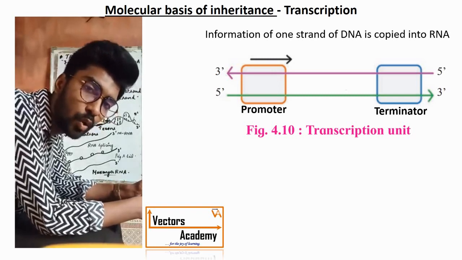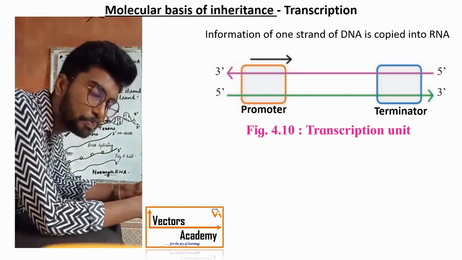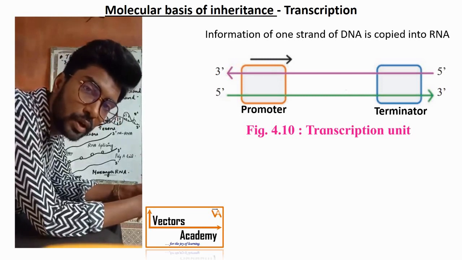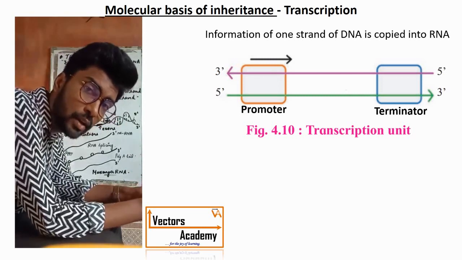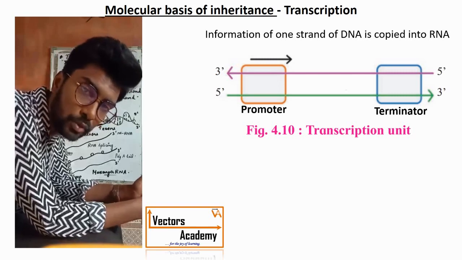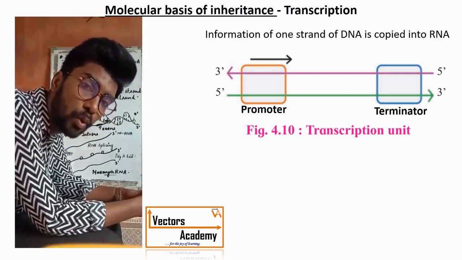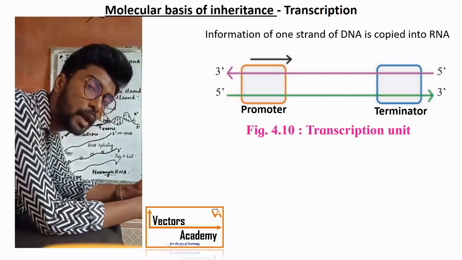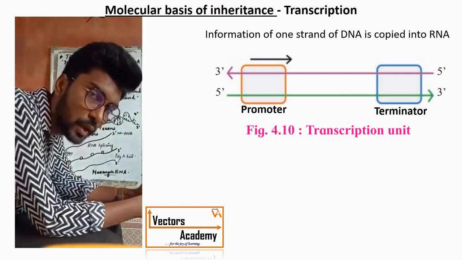So a small sequence of a DNA where the RNA polymerase enzyme comes and binds is called a promoter, and promoter is always oriented at the 5' end. Second, terminator. Terminator is a sequence of a DNA where the transcription process stops, right? So terminator is a small sequence of a DNA where the transcription or the protein synthesis process stops. It is oriented at the 3' end.